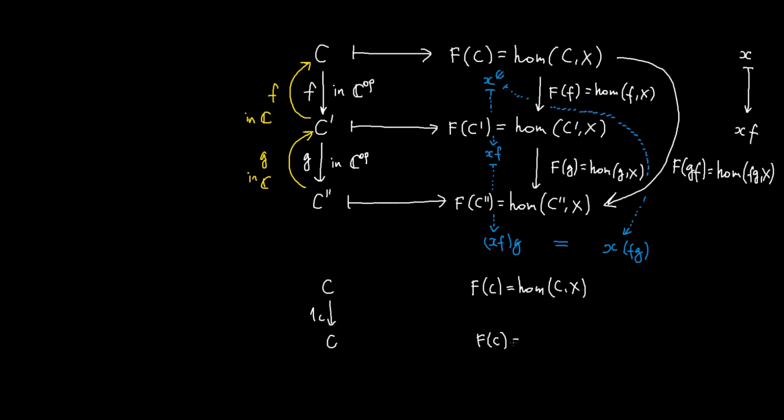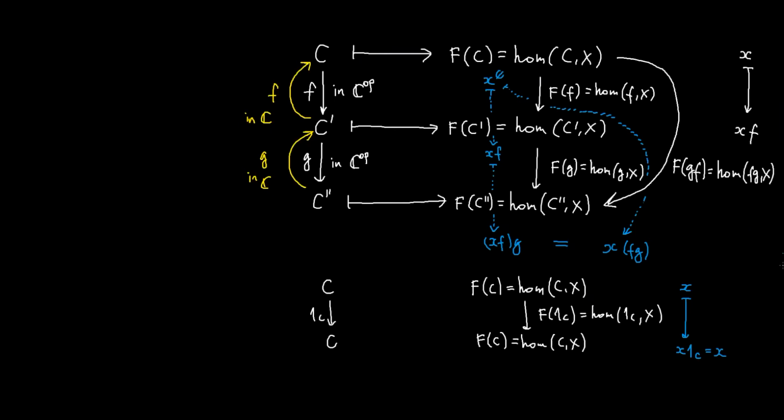So I've got Hom(C, X) there, I've got Hom(C, X) here as well. And this function, which is F of the identity morphism, is our Hom(identity_C, X). And what does it do? It takes x and maps it to x composed with identity_C. And of course, x composed with identity_C is equal to x, and therefore F of the identity morphism is indeed an identity function.